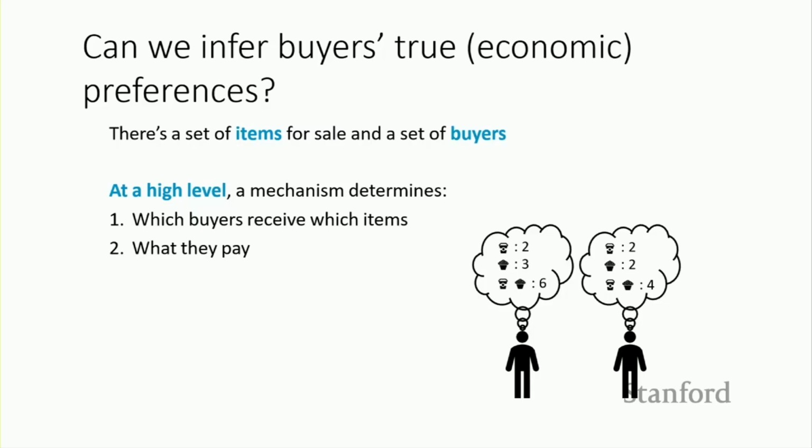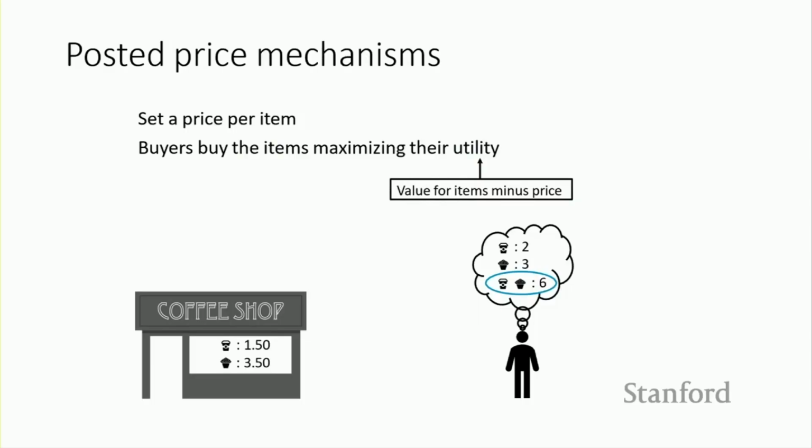There's an obvious, non-interesting one, which is what happens in most places that are not auctions: you post some price and people decide whether or not to buy the items based on their value. Often we think about this at an individual level, as utility. So the posted prices might be, I choose $150 for the coffee, $350 for the cupcake, and I price these individually. So the combination is just the sum of the costs.